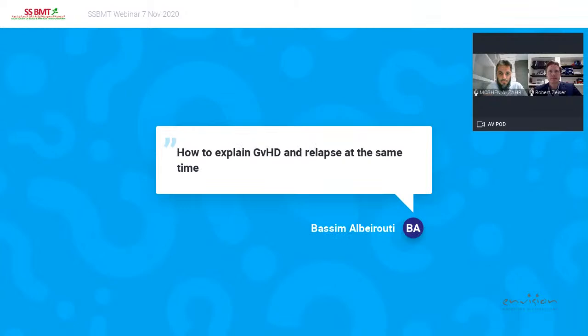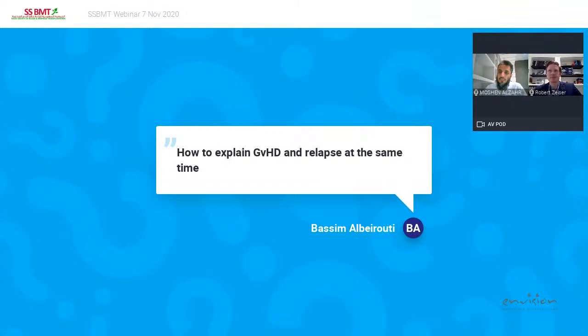The question from Dr. Bassem: how to explain GVHD and relapse at the same time? So there are T cells that have a T cell receptor that is specific for tissue-specific antigens, and those can cause graft-versus-host disease. And then there are T cells that have a T cell receptor that recognizes hematopoietic antigen, and they normally control the leukemia. But if this population that controls the leukemia is gone, you can still have graft-versus-host disease, but no control of the leukemia anymore. So it is possible to have that.